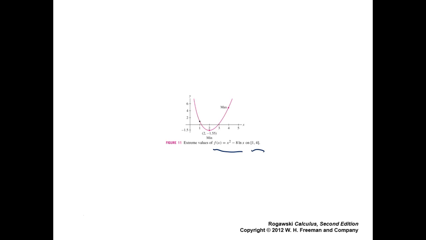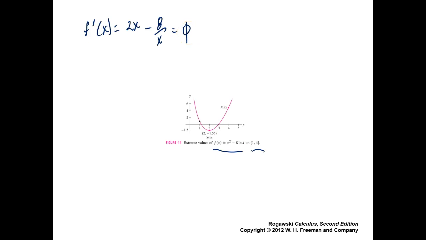Okay, first find the critical points. It doesn't matter what you do first, but that's a good thing to do. To find the critical points, you find the derivative. So f prime of x, if f of x is x squared minus 8 log x, the first derivative would be 2x minus 8 over x. And we want to set that equal to 0. That will be where our critical points are.